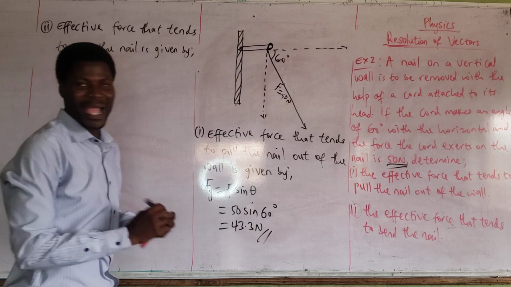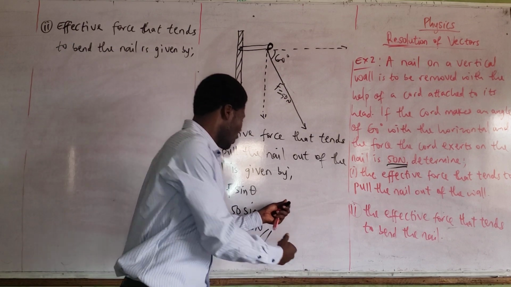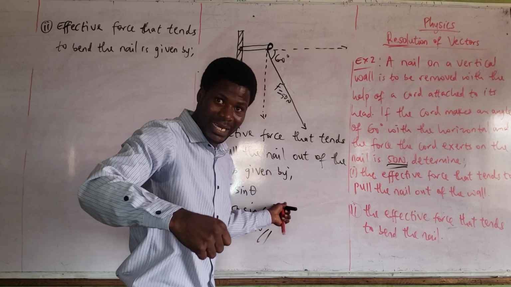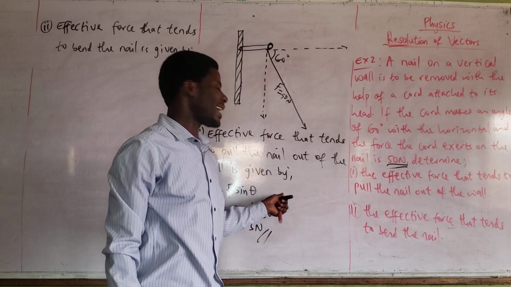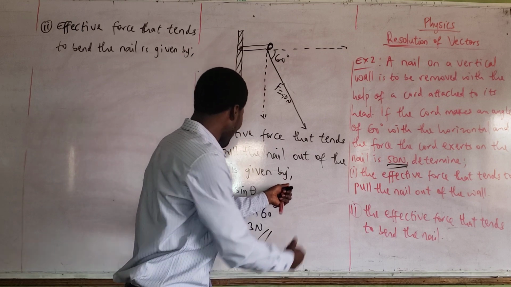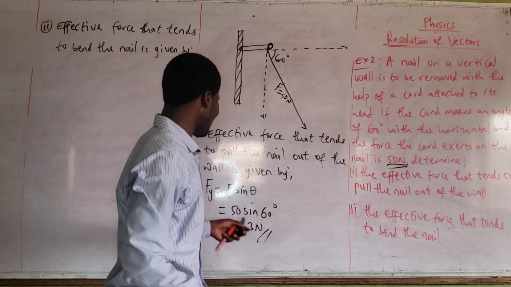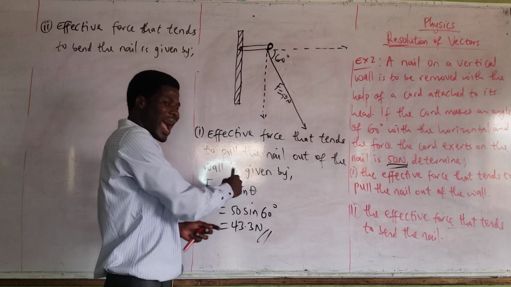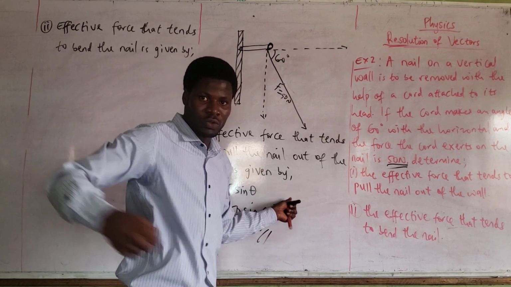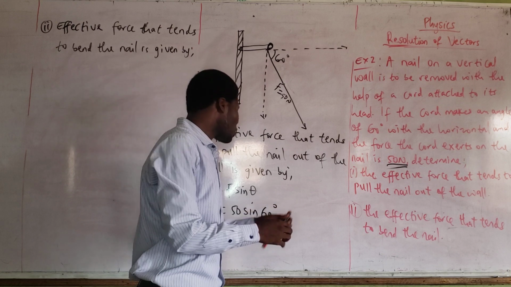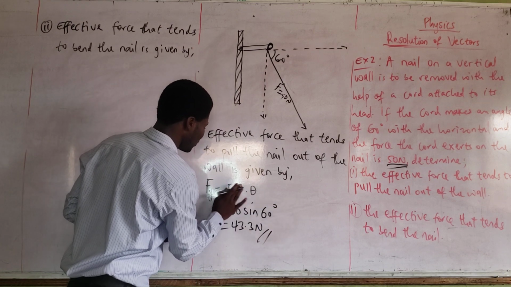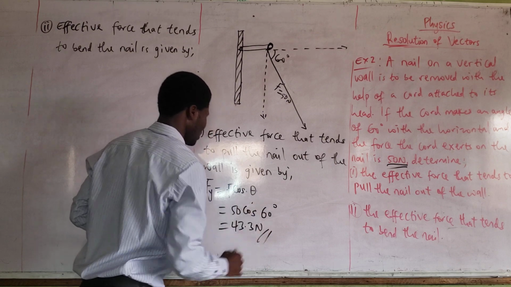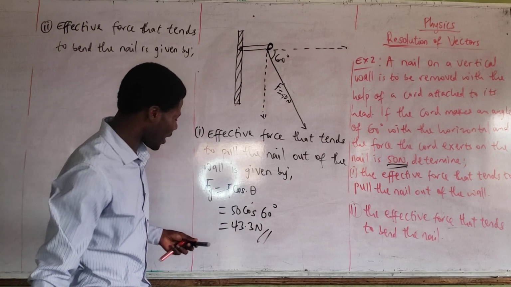So for you to bend the nail, if the cord is like this, you pull it down, it will bend. But if you pull it straight like this, that's horizontal. Oh sorry, I made a mistake. The effective force that tends to pull the nail out of the wall is horizontal. And horizontal is cos. Sorry, this should be cos now. So 50 cos 60 will give us 25, right?